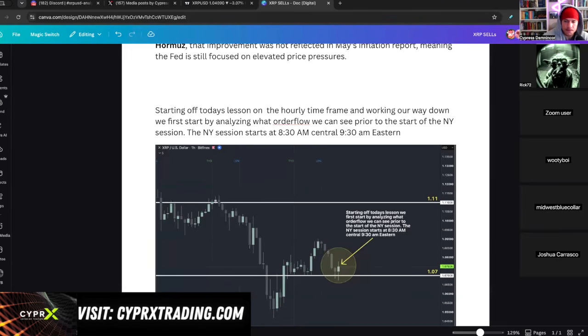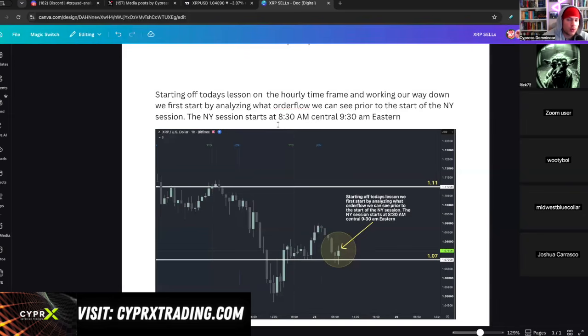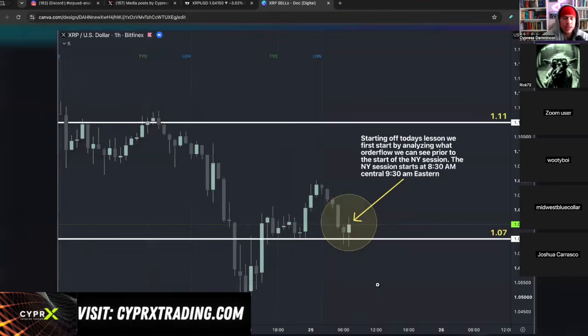With that being said, starting off today's lesson on the hourly time frame and working our way down, we're first going to start by analyzing what order flow we can see prior to the start of the New York session. Now we know that the New York session starts at 8:30 a.m. Central Time or 9:30 a.m. Eastern. And so on XRP's price action today, this is what we had to analyze prior to the session.